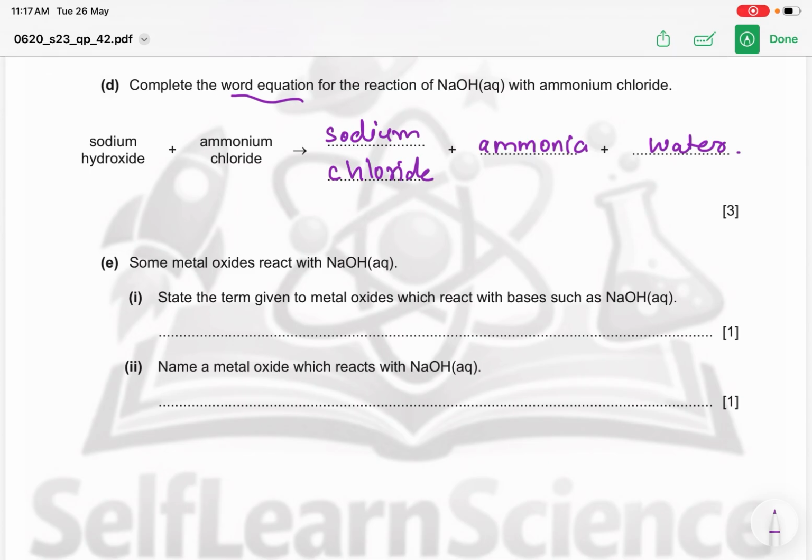E. Some metal oxides react with sodium hydroxide. State the term given to metal oxide which react with bases such as NaOH. So we have acidic oxides that can react with bases or alkalis, and we have one more type of oxide that reacts with both acids and bases, that is known as amphoteric oxides.